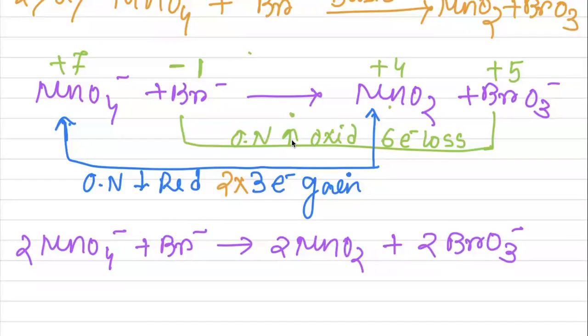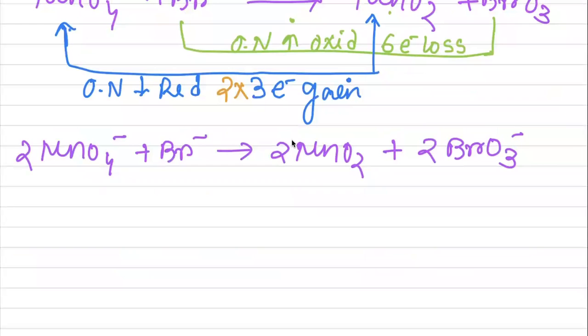Now we have to balance charge. See here, how many negative charge in reactant side? 2 and 1, 3 negative charge, right? Here is 3 negative charge. And this side, see, here is 2 negative charge. Understood or not? Yes, miss.